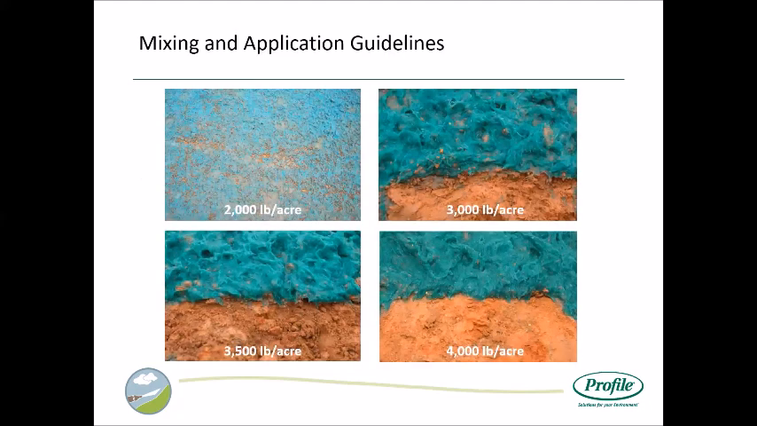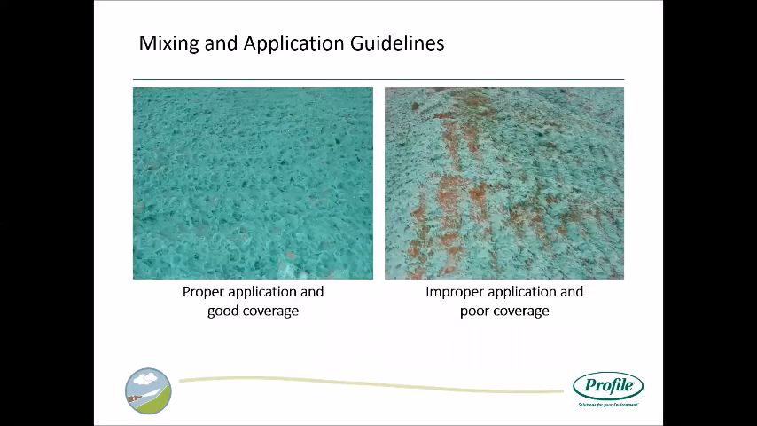So different products look different at different application rates, but ultimately at about 3,500 pounds per acre on flat ground, you're going to see full coverage of your site, which is typically what we want to see if you're going to be specifying a high performance product.